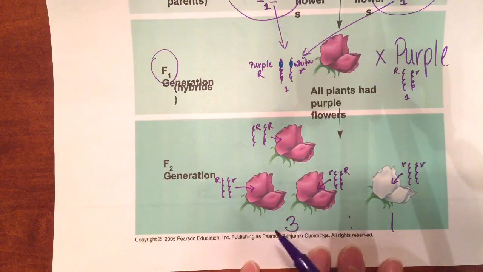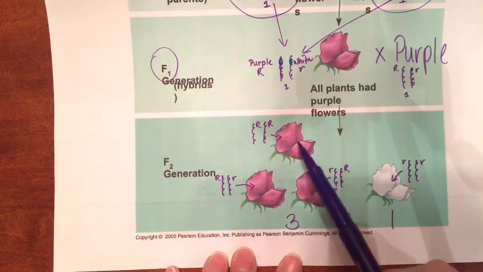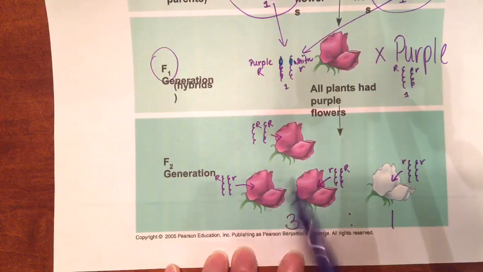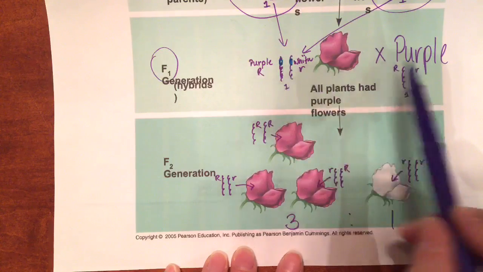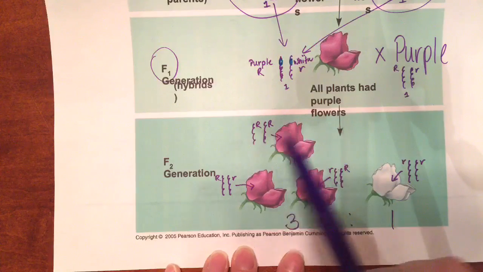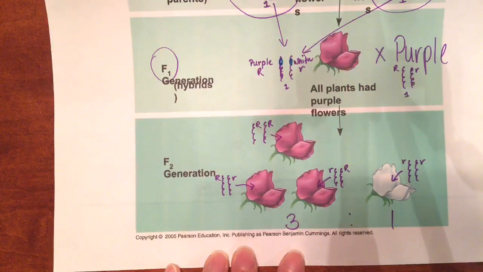So now notice when we look at this that out of the 4 chances, the 4 combinations that these parents could have, what this means is every time these 2 parents have a kid, they have a 1 out of 4 chance of having a big R kid and having them be purple.